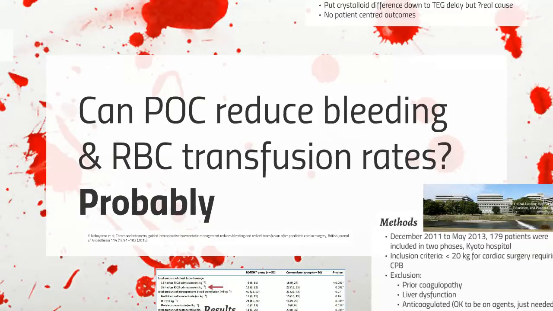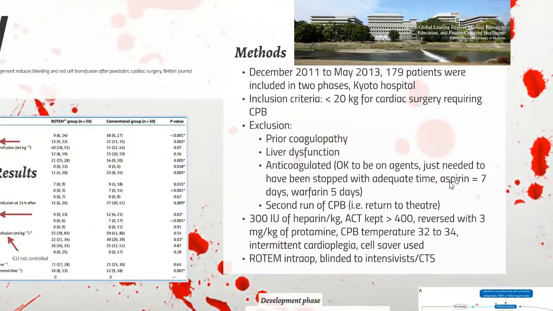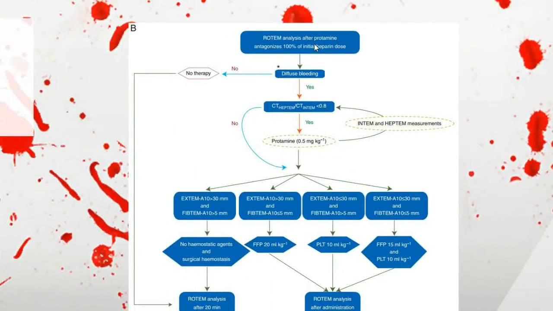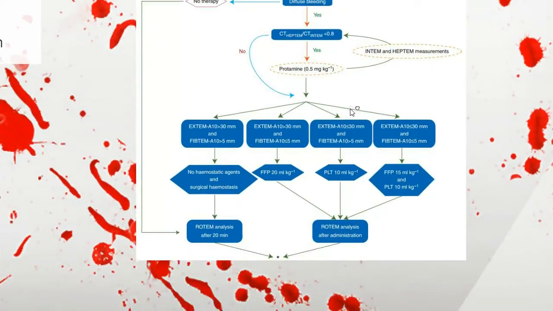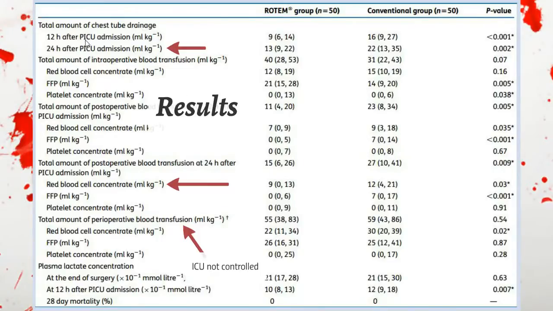Can point of care testing reduce bleeding and transfusions? Yes, probably. This is one of the more statistically robust trials. This is in Kyoto. It's looking at cardiac surgery, and they had a fantastic protocol. I didn't want to spend much time on this, but I just want to briefly mention it. They had protocolized post-cardiac or intracardiac surgery. If you had diffuse bleeding and your HEPTEM-INTEM ratio was above a certain amount, you gave this much protamine, and then they protocolized the rest of it. Beautiful little study, and they found bleeding and blood product usage was reduced dramatically.